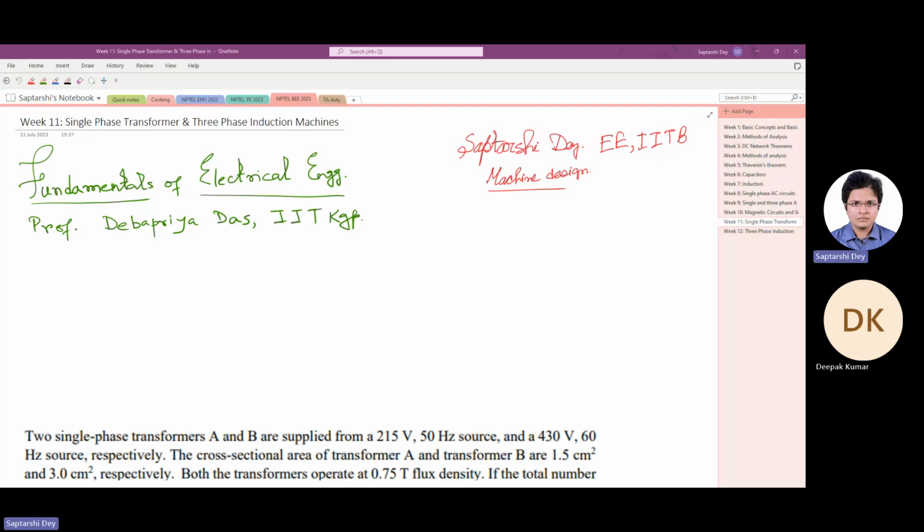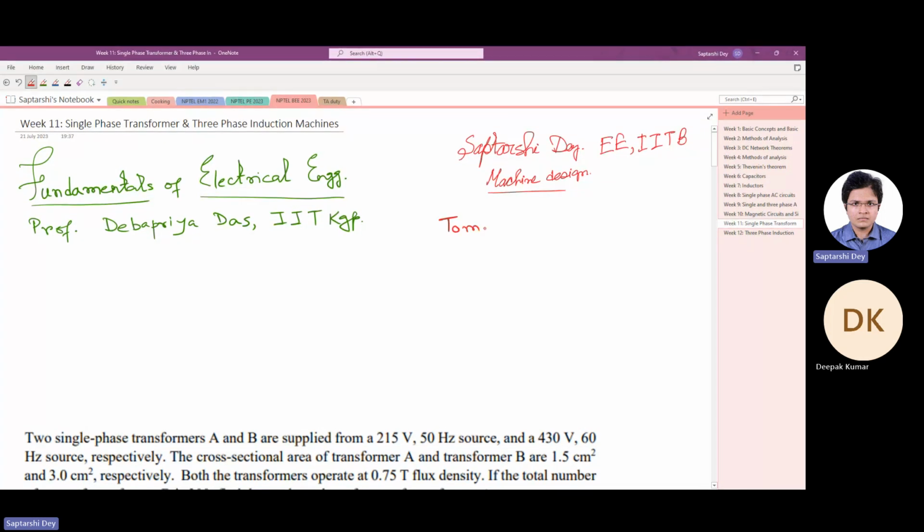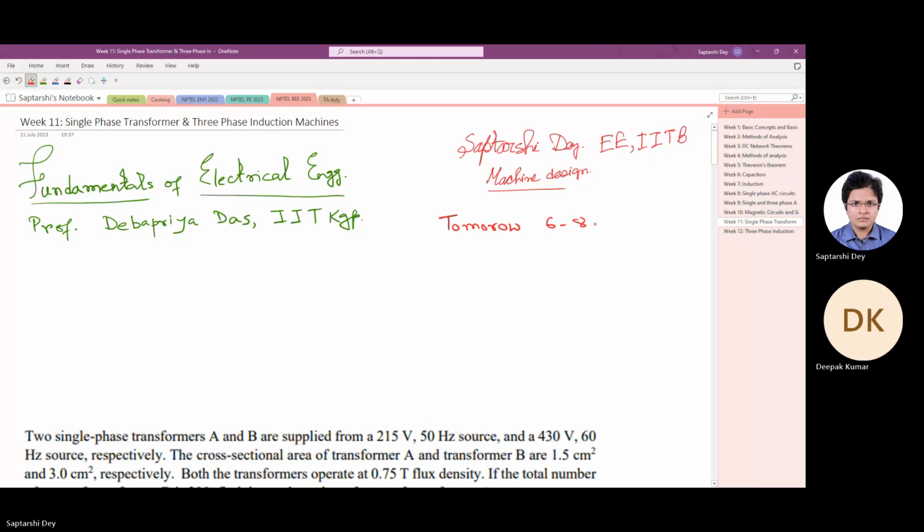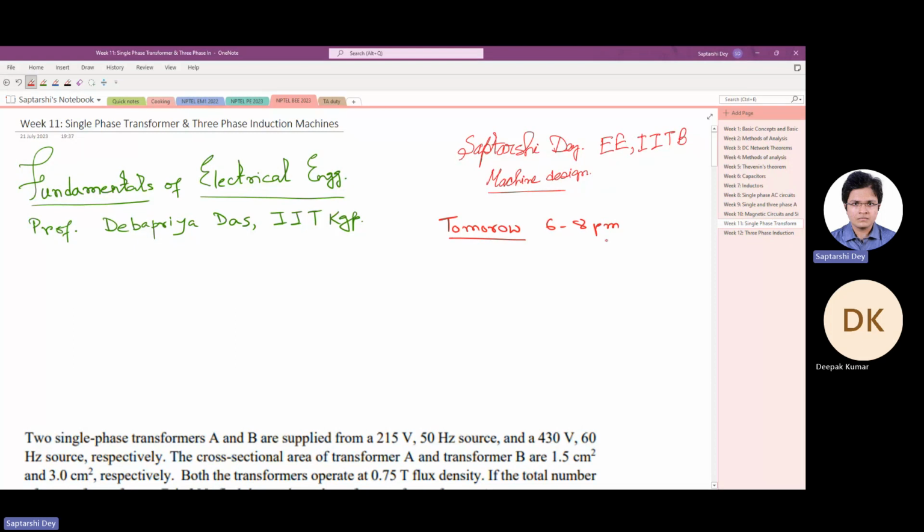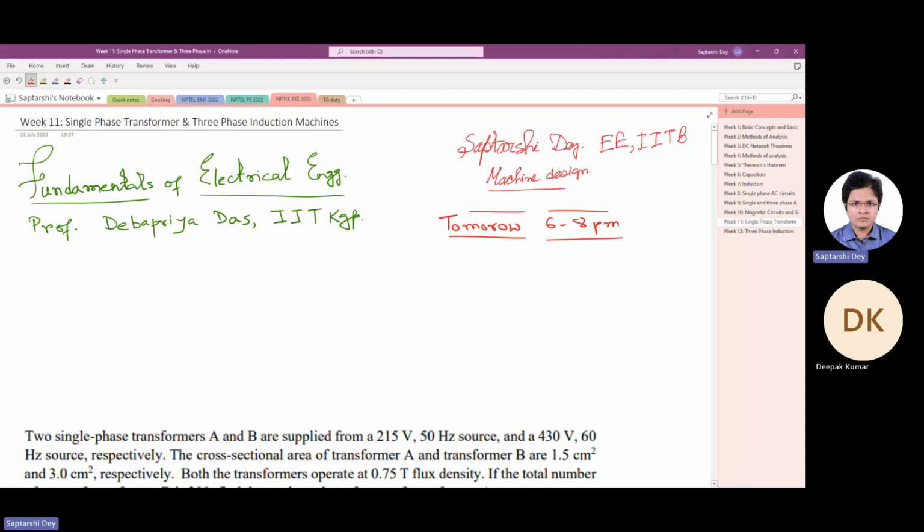So this is the 11th session, and the next one was scheduled for next Monday. That one I have preponed. So the next and the last class of this course from my side will be tomorrow, same time, 6 to 8 p.m. That will be the 12th and last class of this session for me.